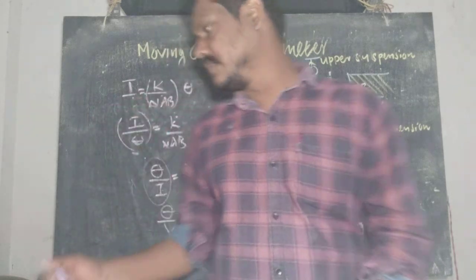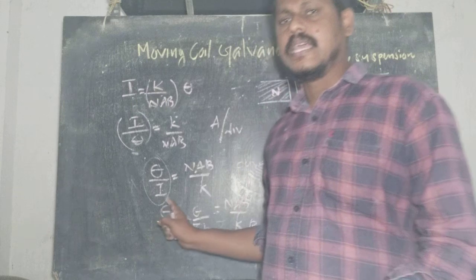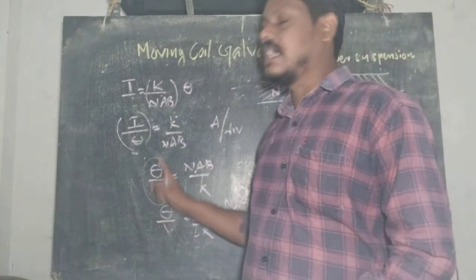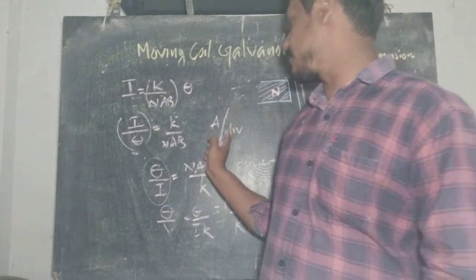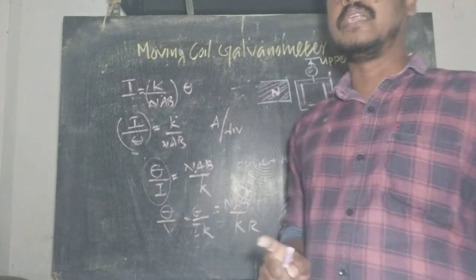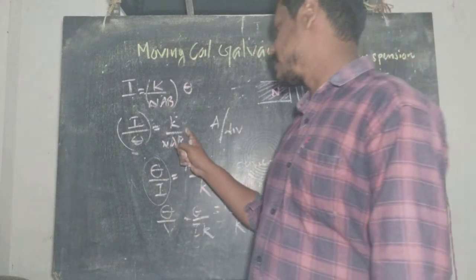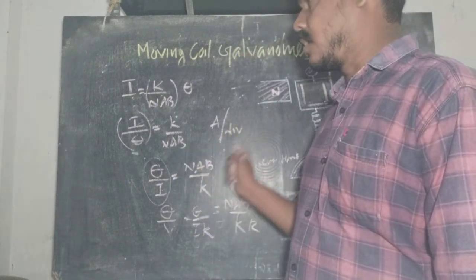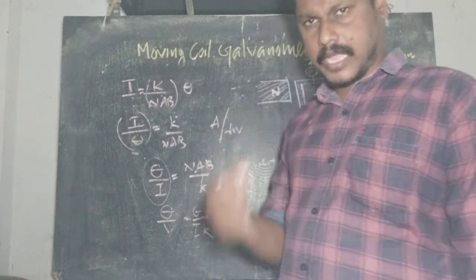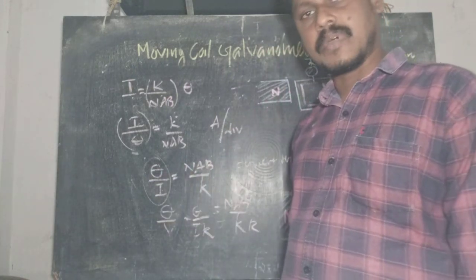So current sensitivity is deflection per unit current, voltage sensitivity is deflection per unit voltage, and the important term figure of merit is the current per unit deflection. What is the current per unit deflection? It is called the figure of merit. For a normal laboratory galvanometer, it will be around 20 into 10 raised to minus 6 ampere per division.